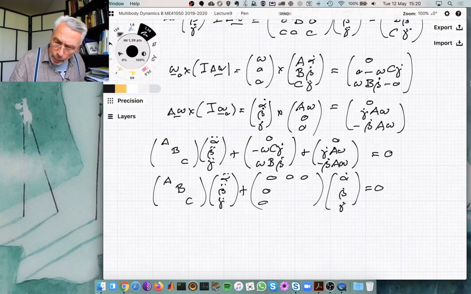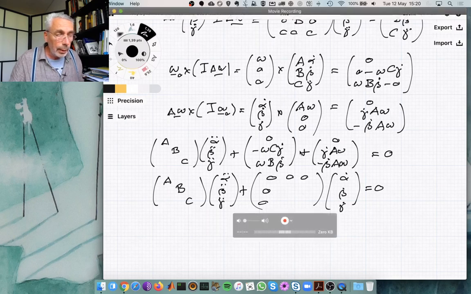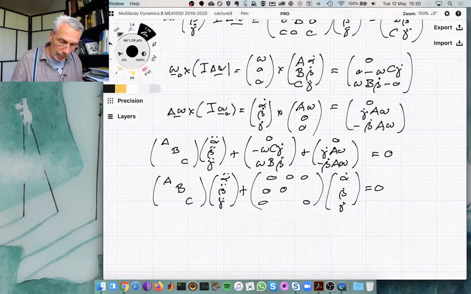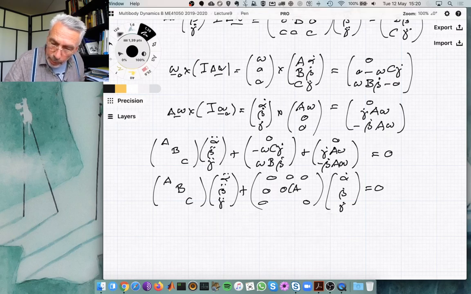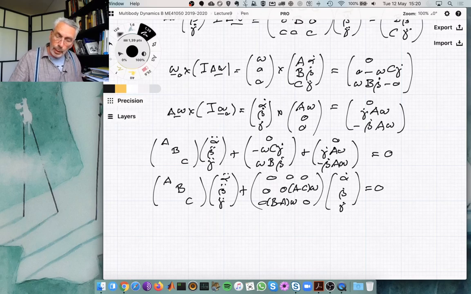And then on the diagonal, we have nothing. For the beta equation, it's all with gamma dot, and for the gamma equation it's all with beta dot. And so here's a 0 and here's a 0. And what is then on the off diagonal? That's A minus capital C times omega, and on the other part you get B minus A times omega. And that should be 0.